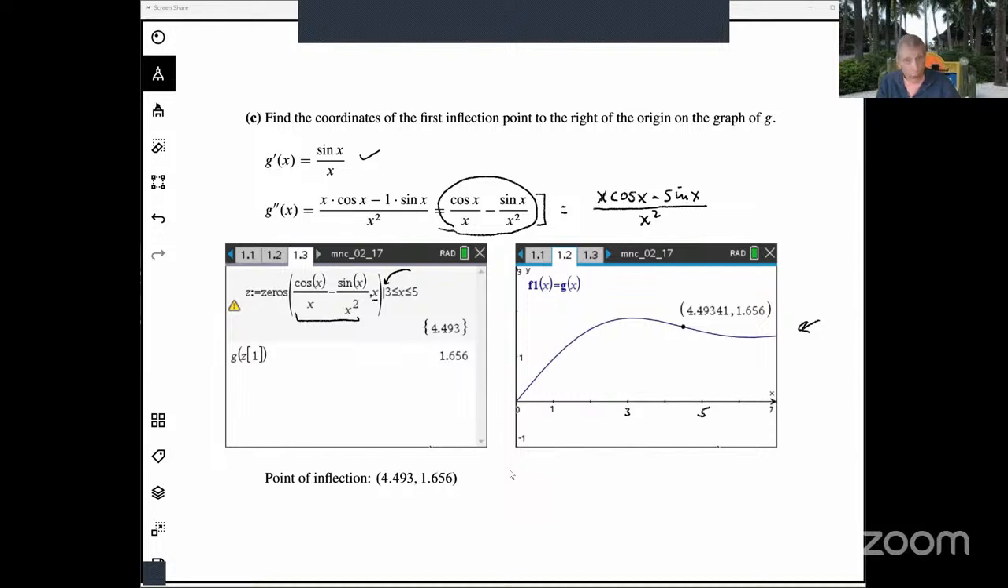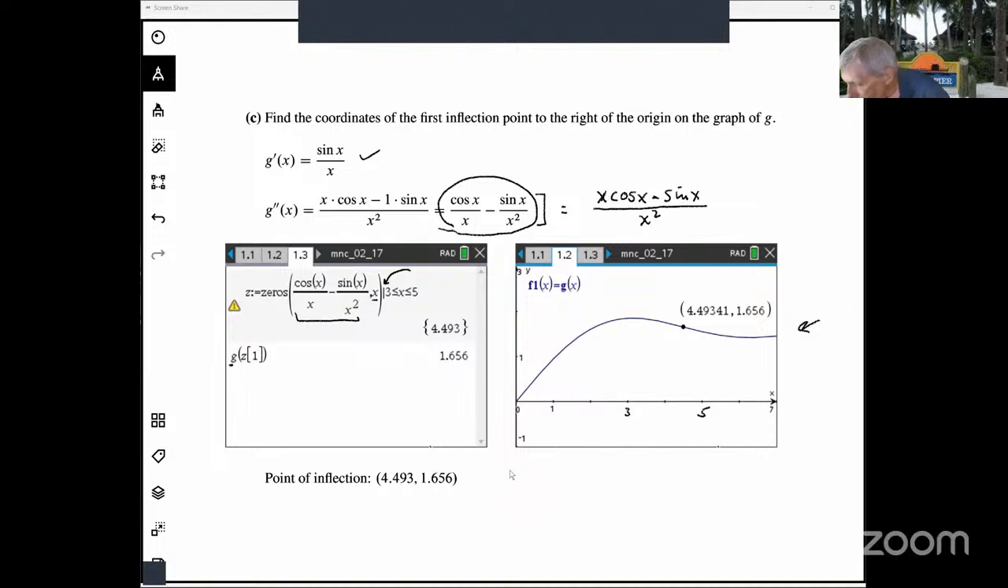So the x coordinate is 4.493. I think, if I remember correctly, I had my calculator screen set on 3 digits to the right of the decimal in AP calculus mode. And I wanted to know the y coordinate, so this is really neat.